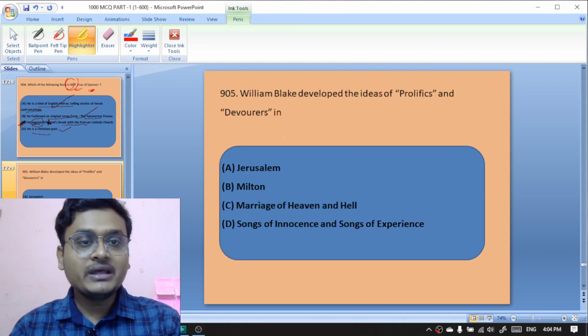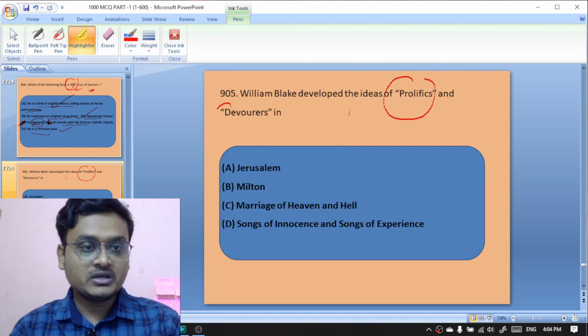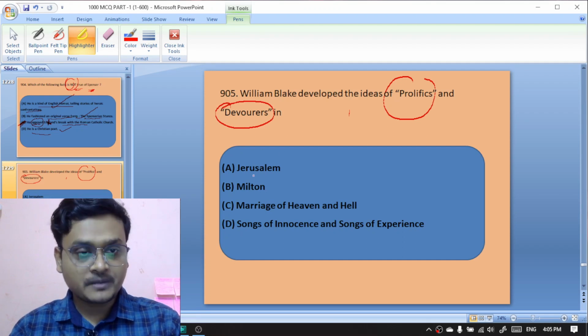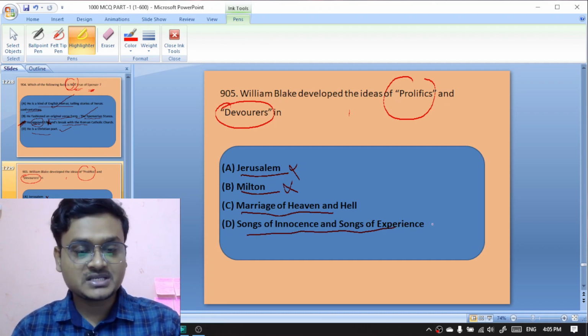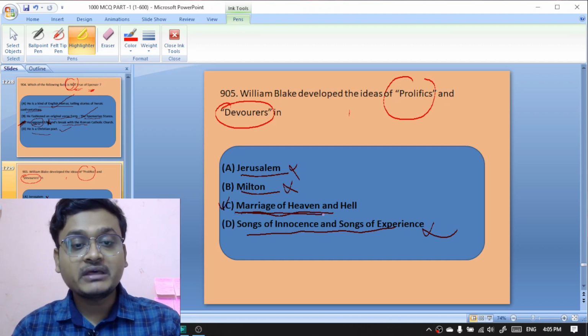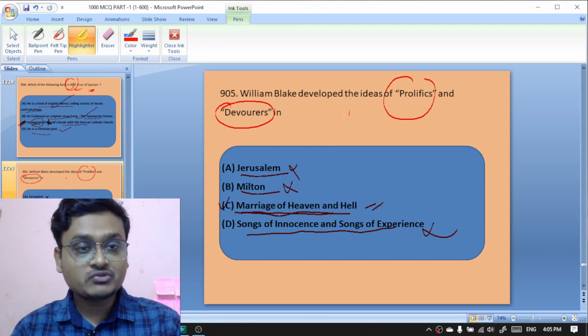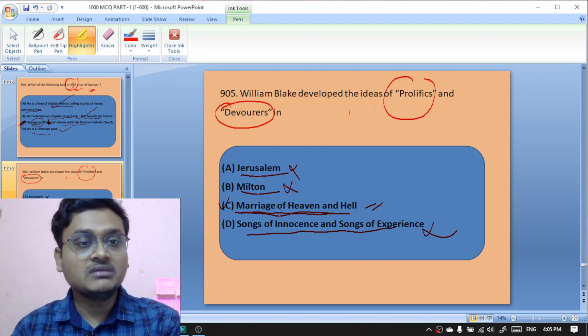Next question. William Blake developed the ideas of prolifics and devourers in which work? Jerusalem? No. Milton? No. Marriage of Heaven and Hell, or Songs of Innocence and Songs of Experience? No. So in the work Marriage of Heaven and Hell, William Blake has developed the ideas of prolifics and devourers. So C is the right option over here.